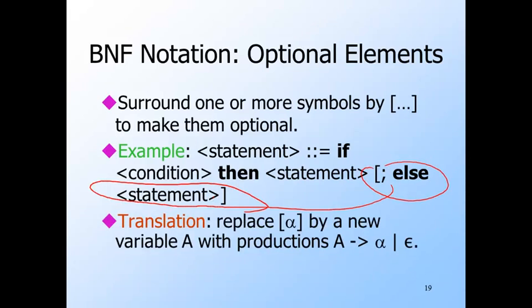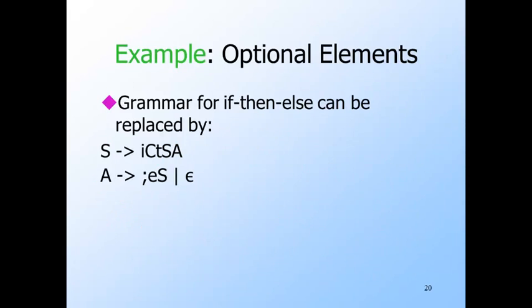We can replace an optional alpha by a new variable A. This variable has two productions, one with a body alpha and the other with the empty string for a body. Thus, the alpha can be either there or not when we expand the new variable A. Here we're using I for if, T for then, and E for else, and the semicolon is another terminal standing for itself. S is the start symbol standing for statement, and C is another variable representing conditions. We really need to add productions for conditions, but I haven't done so in this fragment of a real grammar.